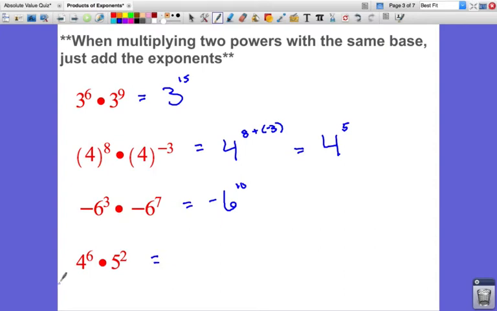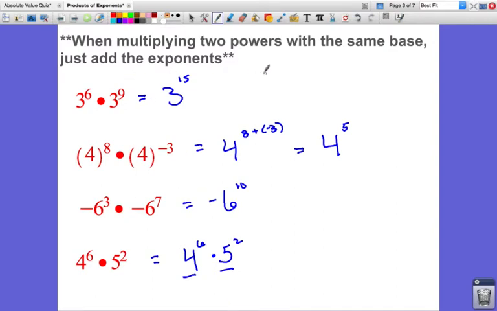And then finally right here, the first thing I need to check is whether I have the same base. I do not, so this is already simplified. I cannot simplify this anymore. So the answer to this is just 4 to the 6th power times 5 squared. This cannot be simplified any further because the base is different.